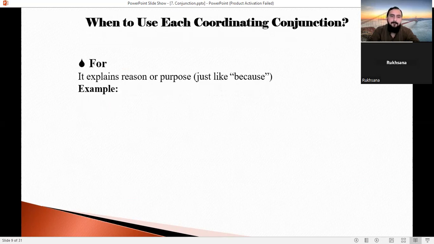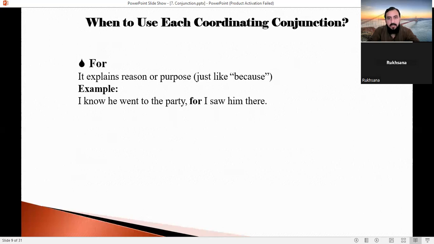Yes, sir. For explains reason or purpose, just like because. Example: He went to the party, for I saw him there. Can I say "I saw him because there"? And remember one thing: whenever you use coordinating conjunctions, before them you have to use a comma. He went to the party, for I saw him there. It means because I saw him there.